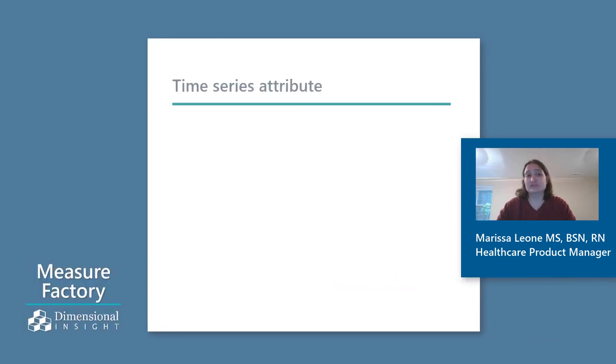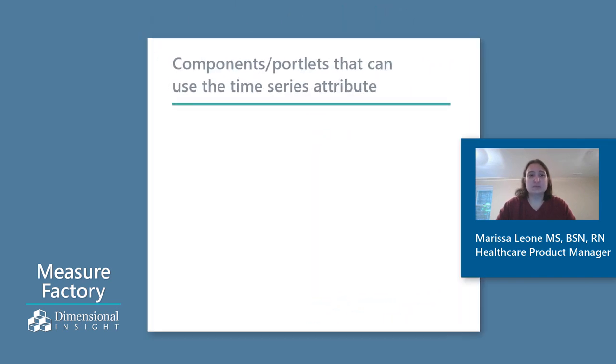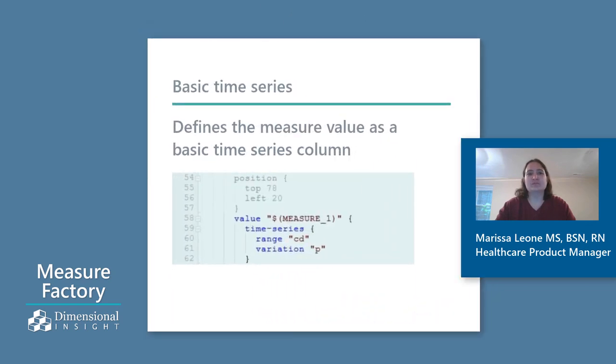Now for time series. While this will not work for every component, time series is a common attribute which allows you to select the time range a component looks at. This is available for the indicator, chart, matrix, and measures portlets. So for time series, we mainly use our basic time series. This defines the measure value as a basic time series column. There are two sub-attributes to this.